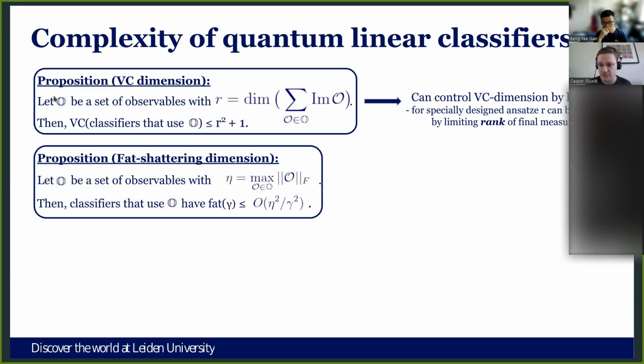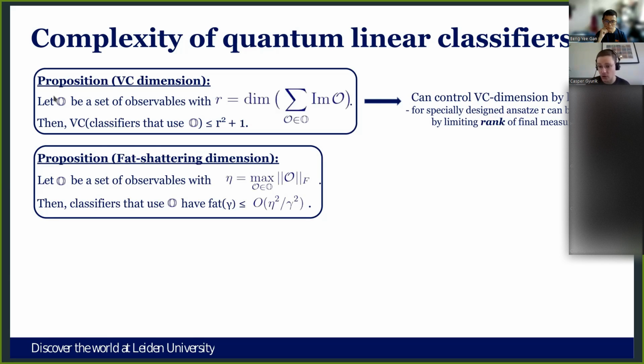And in terms of fat-shattering dimension, we identify a different quantity. This is not the rank, or the dimension of the images, but really the Frobenius norm. So we again let O be a set of observables implementable by your favorite quantum machine learning model, and we let eta be the max Frobenius norm of the observables in the family. And then we see that the fat-shattering dimension, so the total number of points that I can shatter with a margin gamma, is less than or equal to something which goes quadratically in the Frobenius norm and divided by a function of gamma.